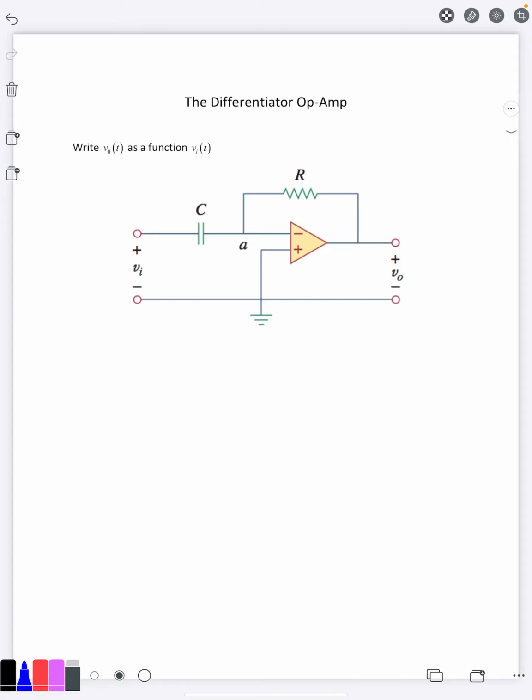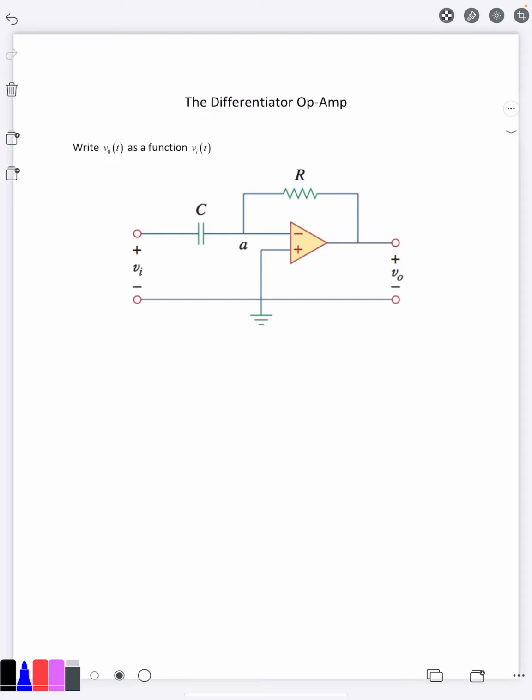In this video, we're going to be analyzing this op-amp circuit that involves a capacitor. Now there is a name for it. It's called the differentiator op-amp, and by the time we finish solving the problem, you'll see why that is.